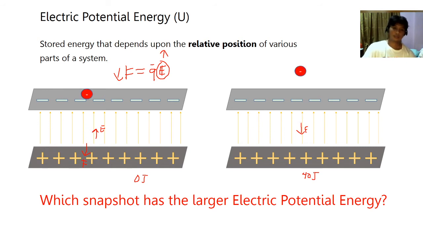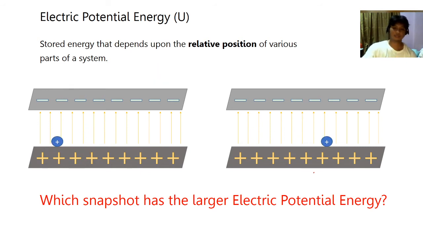Don't mind the movement, that's wrong. Which snapshot has the larger electric potential energy in this case? The correct answer is they have the same electric potential energy. It seems now that what matters is just the vertical orientation of the charges.